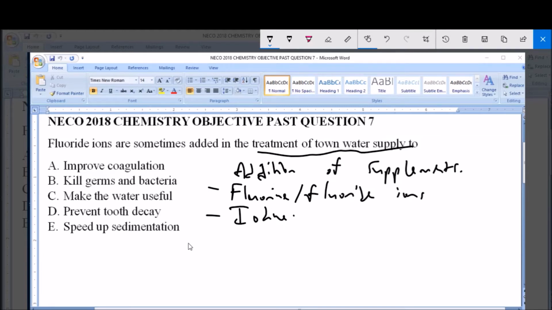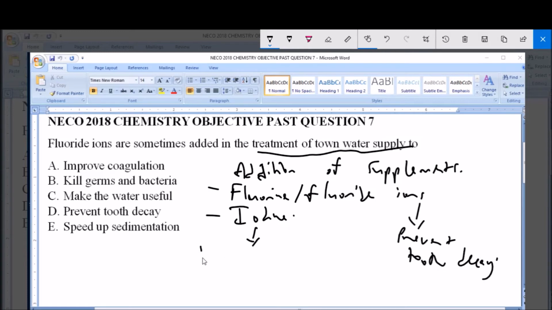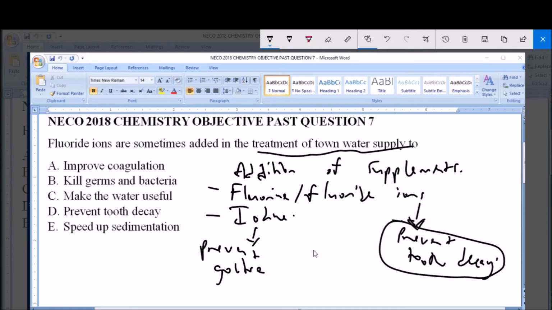Now, fluorine or fluoride ions are added to prevent tooth decay. And then iodine is added to prevent goiter. So, fluoride ions is added to water being treated for town supply to prevent tooth decay. And prevent tooth decay is option D. So option D, prevent tooth decay, is the correct answer to this question.